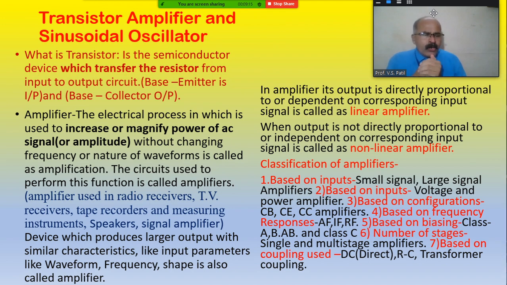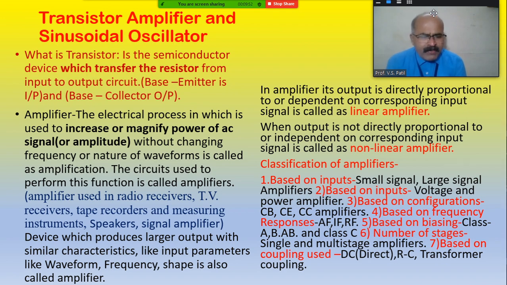Also, we know that there are different types of transistor amplifier, the linear transistor amplifier and non-linear transistor amplifier. In a linear transistor amplifier, output will be directly proportional to the input, or dependent on the input. If the output is dependent on the input, that type of transistor amplifier is linear. If the output is not directly proportional to the input, that will be known as a non-linear amplifier.